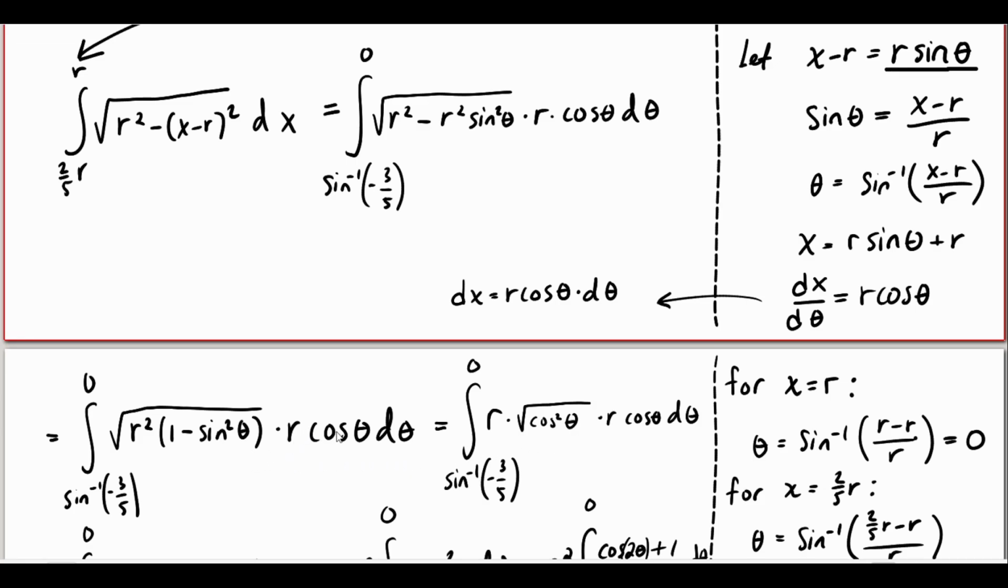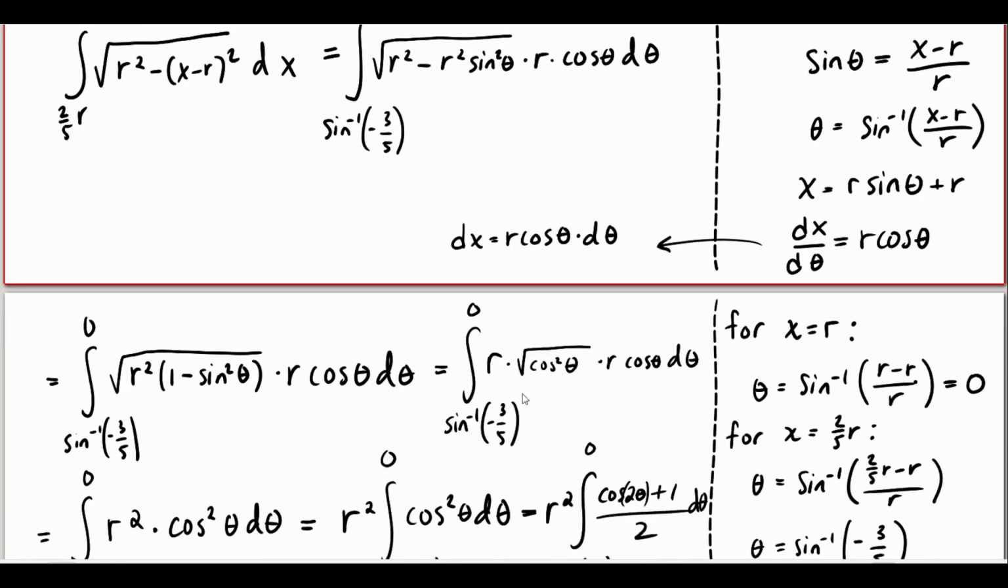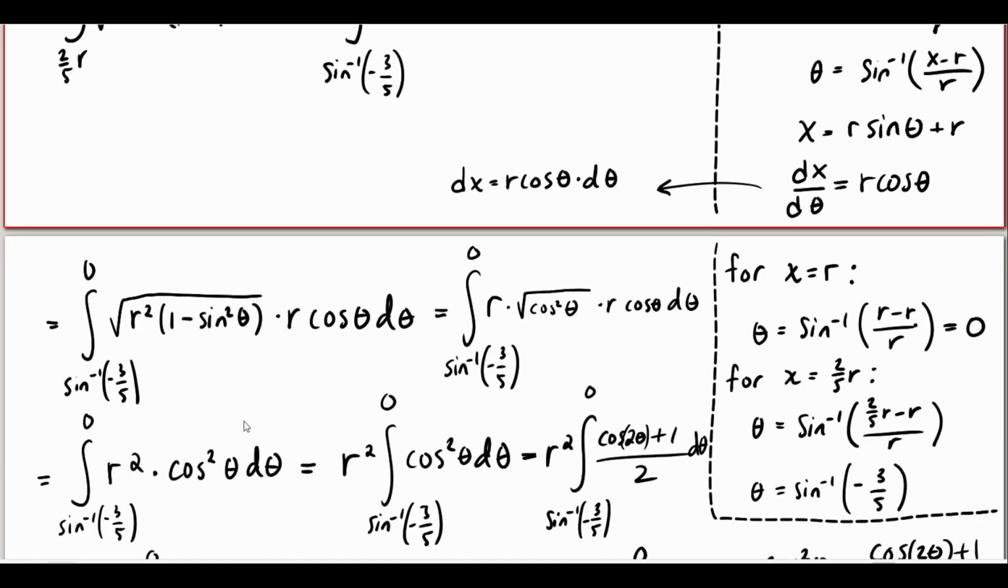And then we have r times cos theta d theta. And we can see that we can take the square root of r squared, which becomes r. And then we have the square root of the square of cos theta, and this becomes just cosine of theta. And then we have cosine of theta here times cos theta, and it becomes the square of cos theta. And then we have r squared, because we have r here and we have r here.